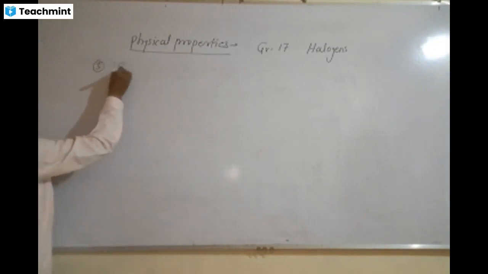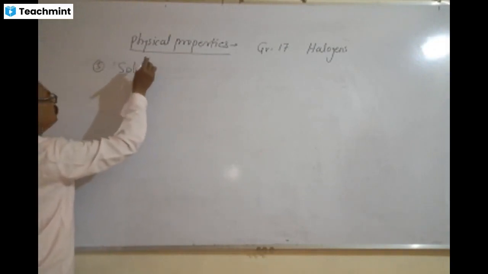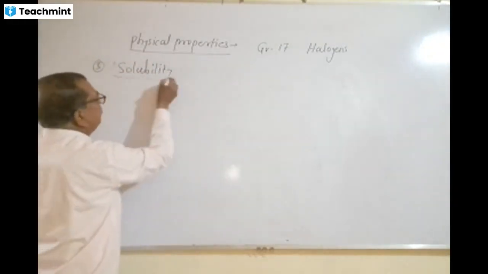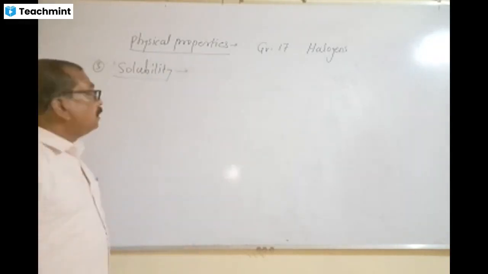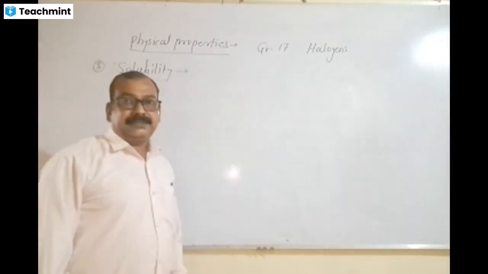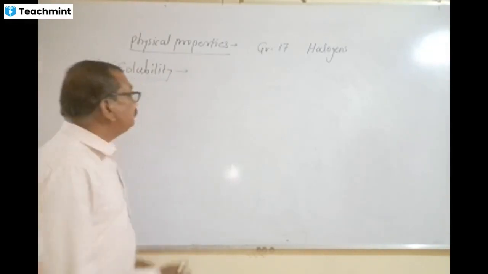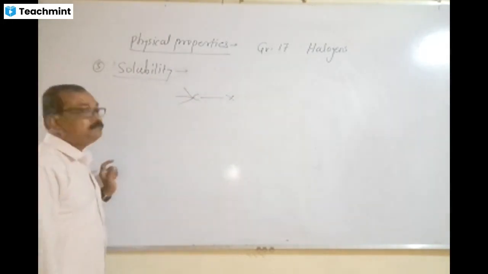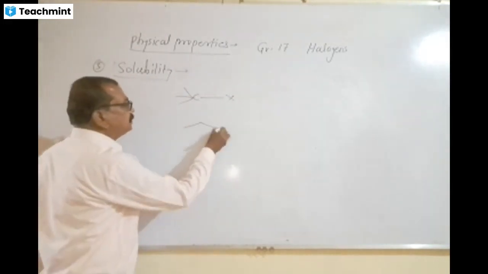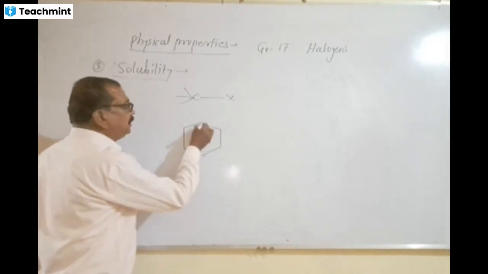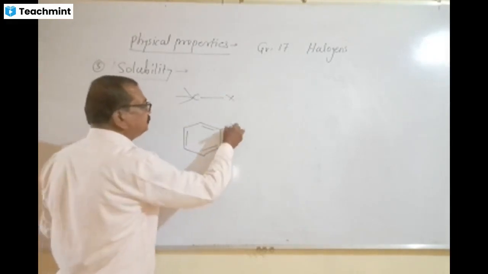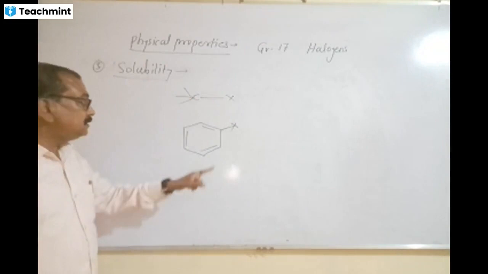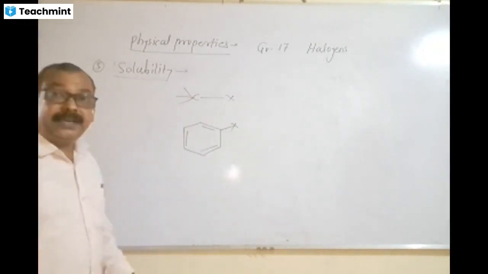Third physical property, that is the solubility of halogen derivatives. Alkyl halides, that is halogen derivatives of alkane, in which the halo group is attached to an open chain carbon atom, and haloarenes, in which the halo group is directly attached to the benzene ring. Halogen derivatives of alkanes, that is haloalkanes, and such type of compounds are called haloarenes.